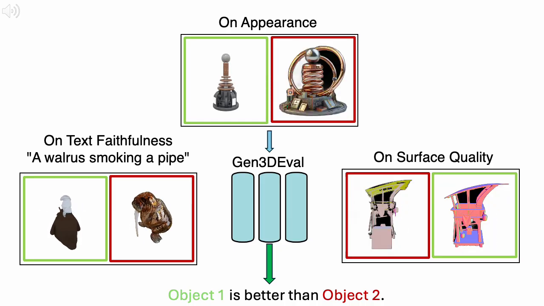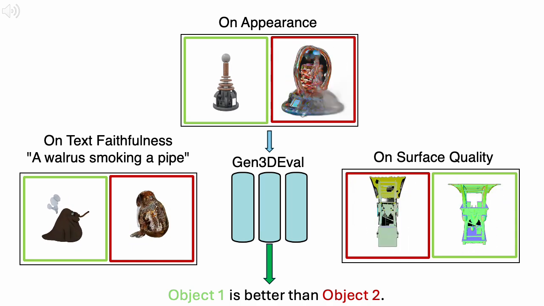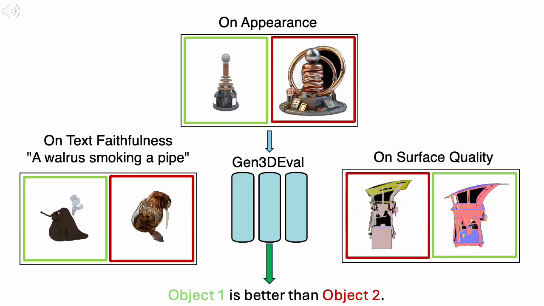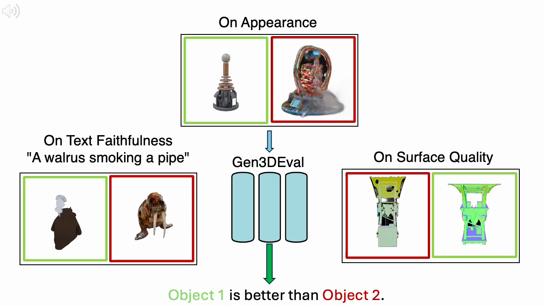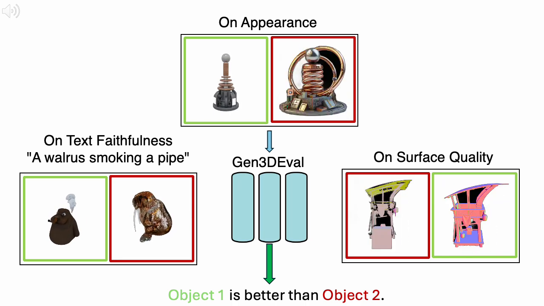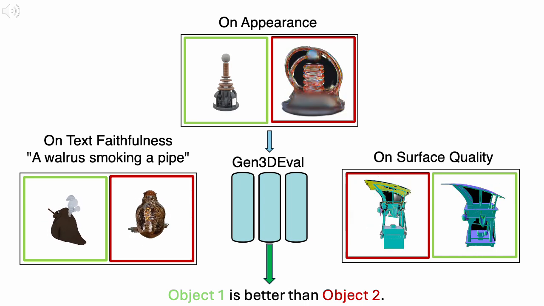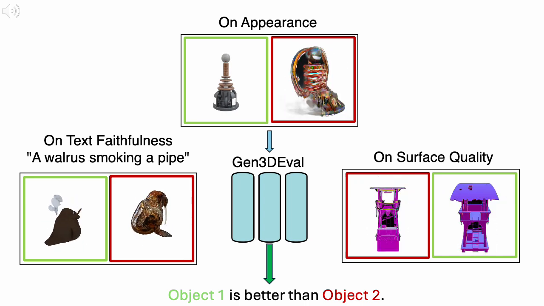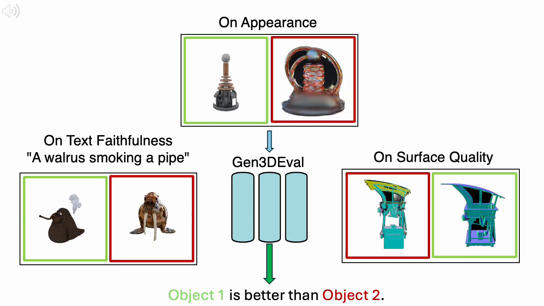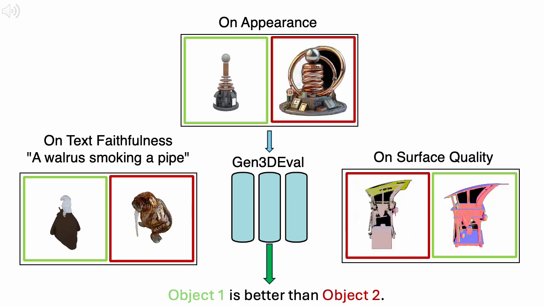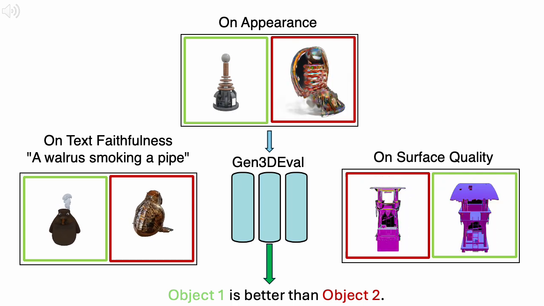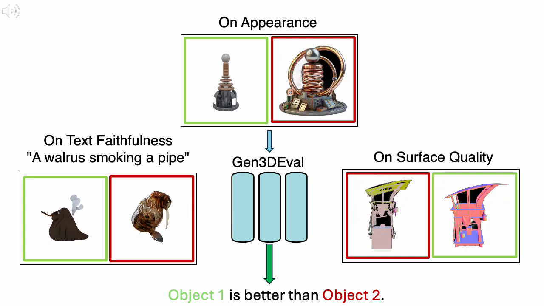So what is Gen3DEval? Gen3DEval is a vision-based large language model that is specifically trained to perform evaluations of generated 3D assets in a pairwise manner. For this purpose, it takes as input 4 multi-view images of the two objects, uniformly sampled from 360-degree videos, along with a question prompt which essentially asks the model to choose between the pair of objects. This can be on the basis of appearance, fidelity to text, or surface quality. The output of the model is its preference in the natural language format.